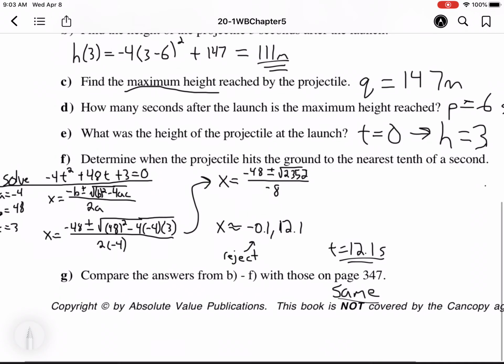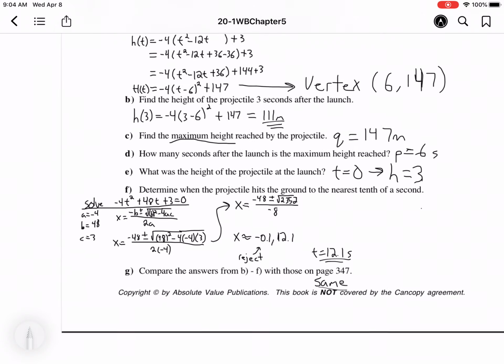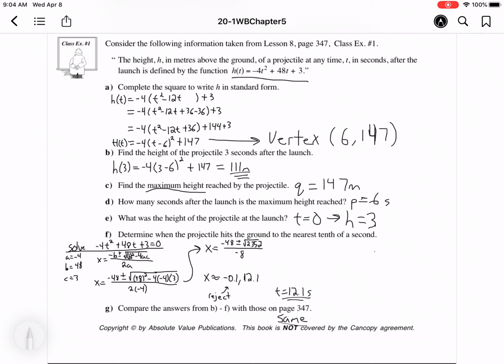So we got 12.1 seconds. The reason we reject the negative 0.1 is because it doesn't make sense to have negative time in this case, whereas we want the positive one, so it gives us 12.1 seconds. And what we notice is that if we compare with our answers on page 347, we got the exact same. So we can do it algebraically or with the calculator, but lots of questions are going to ask us to do it one way or another. If it wants it done algebraically, the question will say so. All right, I'll zoom out here, and give you guys a second to copy that down.